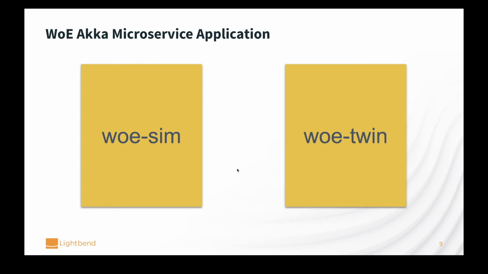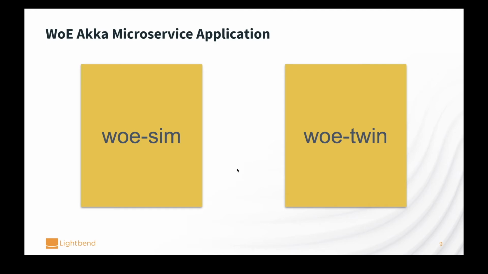So with this demo application, there are two microservices. The application is called Where on Earth, or WOE. There's a simulator microservice, the one on the left, and then there's a twin microservice. The simulator microservice is simulating the outside world. It's pretending to be IoT devices.